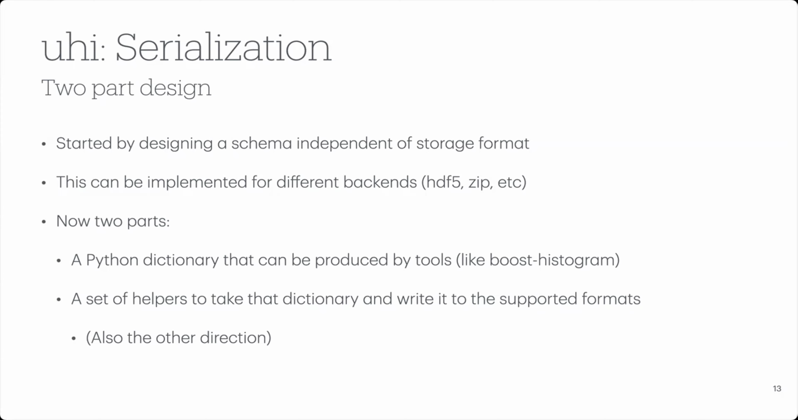And this allows us to implement serialization once for the library that we're interested in, for example, boost-histogram. And then we can implement the various writers in UHI, and then other libraries who want to do this can just use UHI, produce the dictionary of the correct format, and then they support all the different formats that we support.